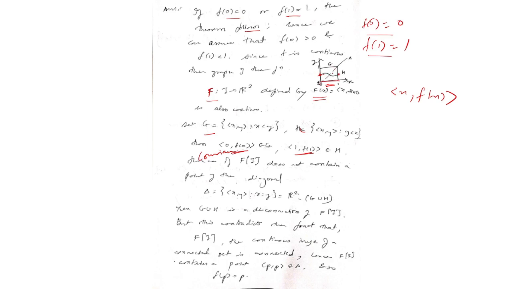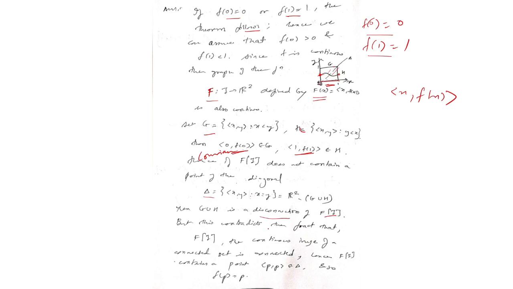So G union H is this part, right? This open part and this open part. You are just taking off the diagonal part, so you get the diagonal as R2 minus G union H. Now this G union H is what? A disconnection of f of I.